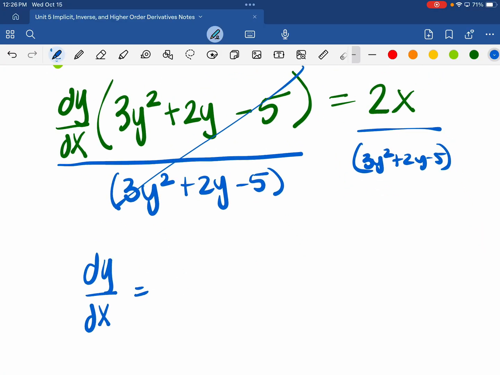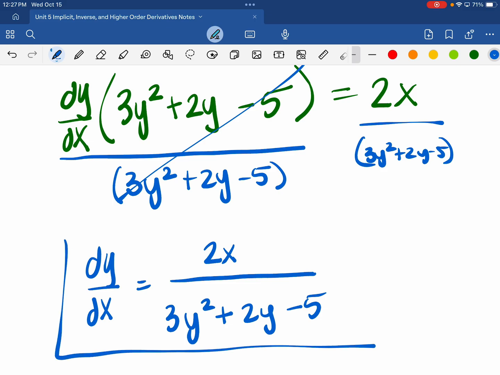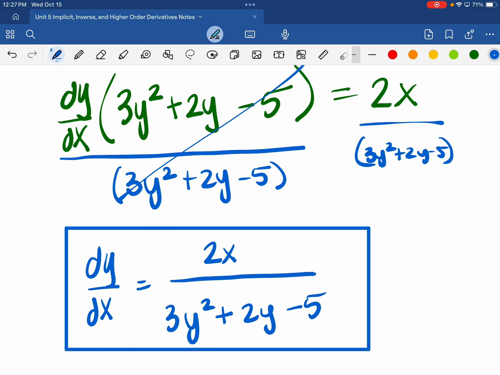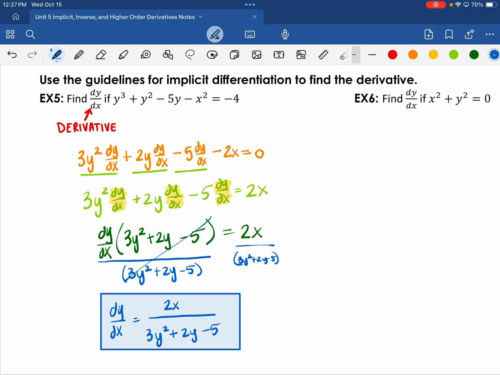So dy dx is going to equal 2x over 3y squared plus 2y minus 5. And now dy dx is by itself, and so that's my derivative. Your derivative will have x and y in it. That's okay because the original problem had x and y in it. So when you're doing implicit, you should have x's and y's in your derivative.